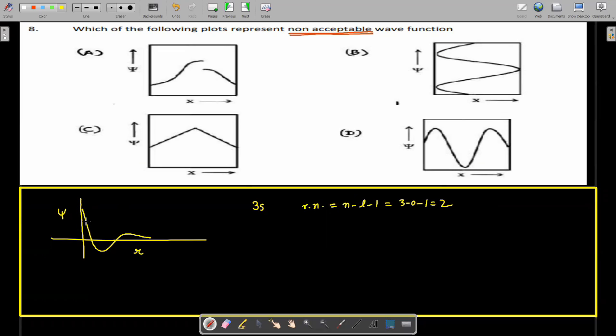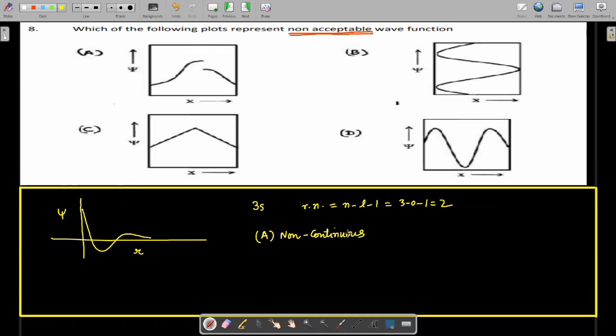ये ग्राफ जो है वो कंटिन्यूअस है, कहीं भी ब्रेक नहीं है, राइट? Here there is a break. So if you compare, they are not matching because this is non-continuous, right? So we can say that the A option is non-continuous, while psi must be continuous. So this is non-continuous. Psi must be continuous.